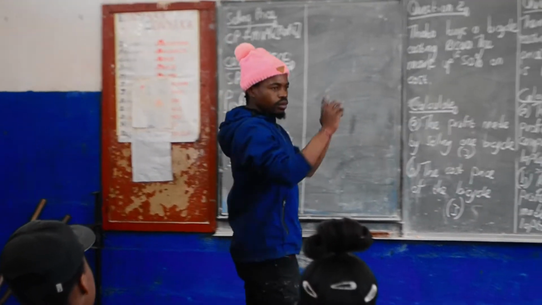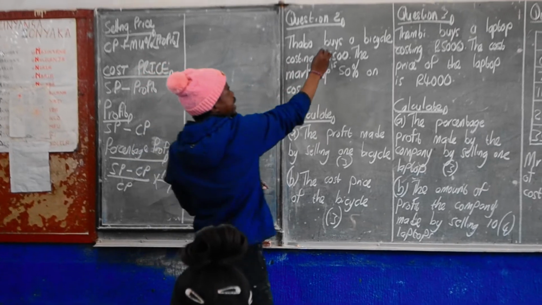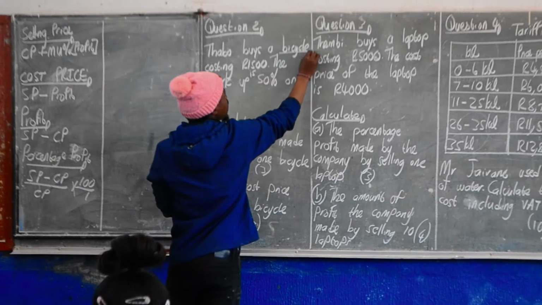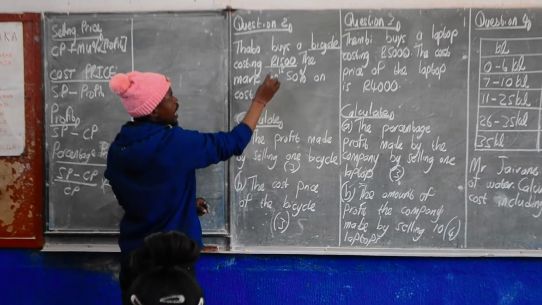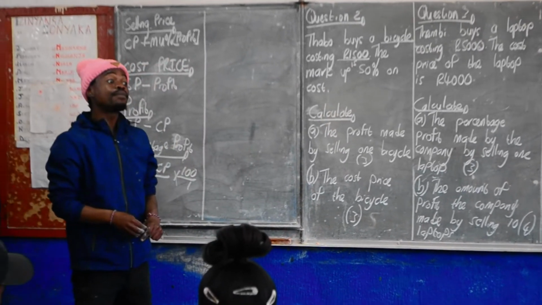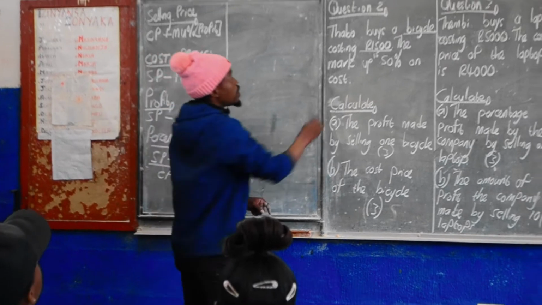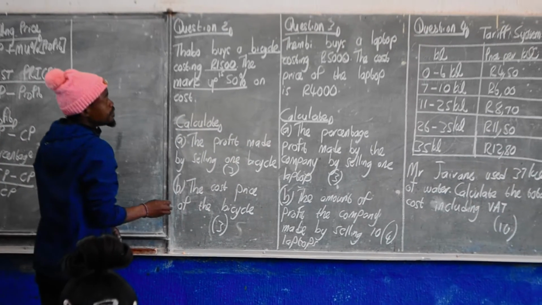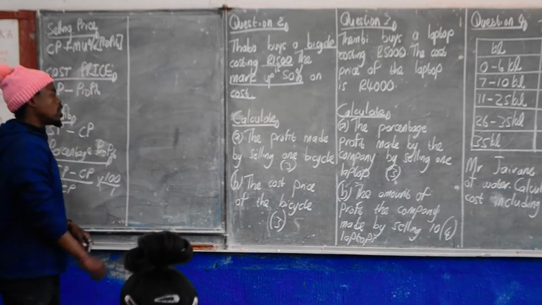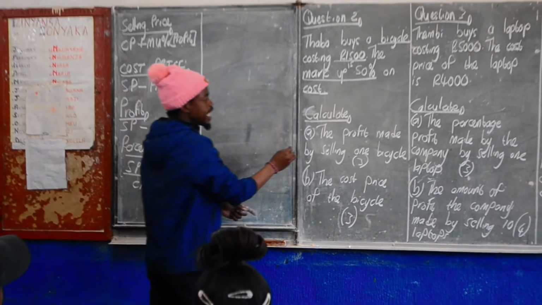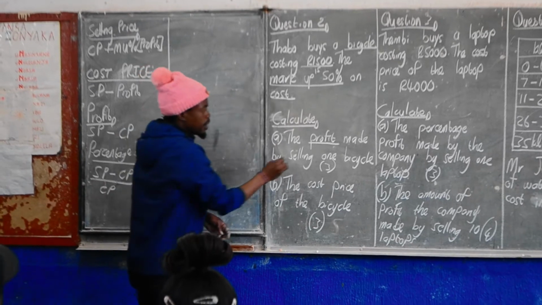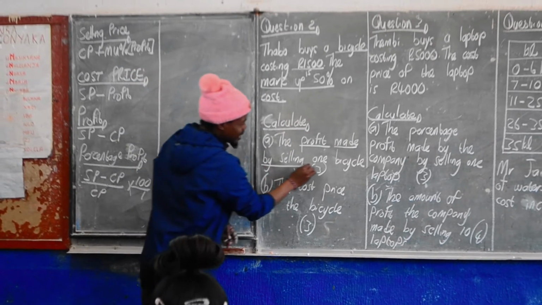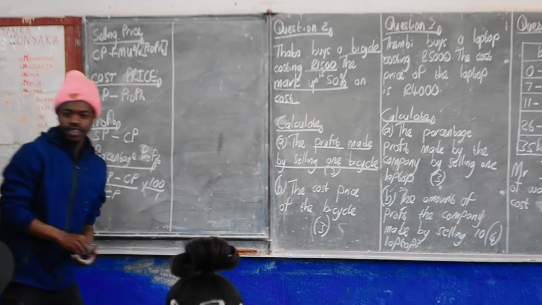So now, let us read the question. Let's say Tabo buys a bicycle costing 1,500. Alright, so now I know the selling price. So now, the markup is 50% on cost. So now, what should I calculate? I need to calculate the profit made by selling one bicycle, right?